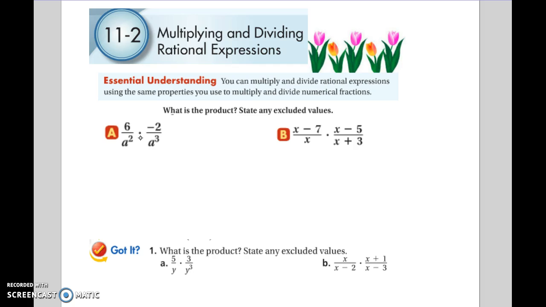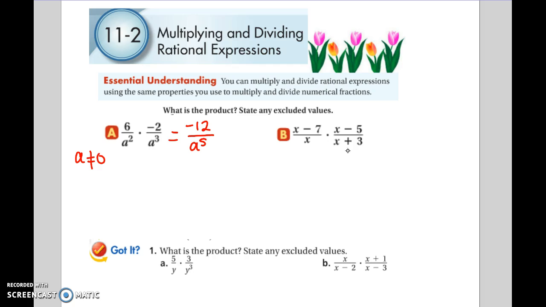If you look at the first example, there's nothing to factor here, so I'm going to go straight to finding my excluded values. Here, if I were to put either a squared or a cubed equal to 0, it would just be 0. Since it's a monomial, I know my excluded value is going to be 0. So I cannot have 0 as my a. Now I can go ahead and multiply. If I can reduce anything I will, which I can't, so I'm just going to continue to multiply, and it becomes negative 12 over a to the 5th.